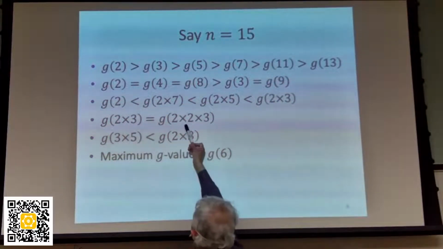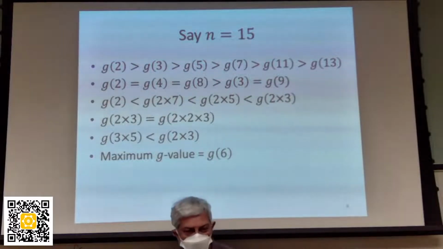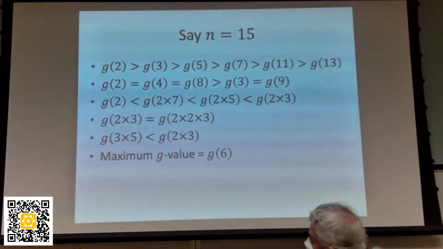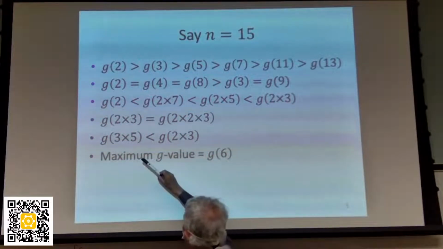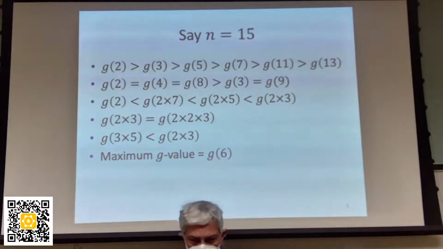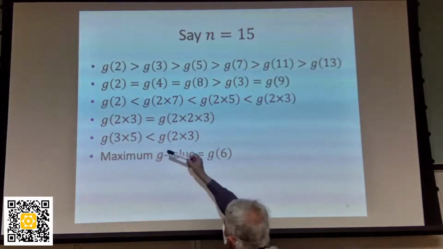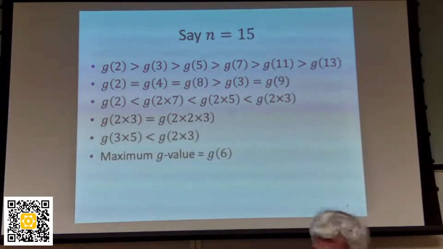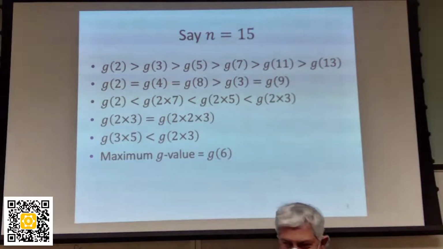But 2 times 3 is the same as, if I can go and add an extra 2, so 6 is the same as 12 in terms of its G value. And we also know that it's better than 3 times 5, which gives you 15. So if you look at all these relationships, we've taken care of all numbers, and we've convinced ourselves that 6 is the best.